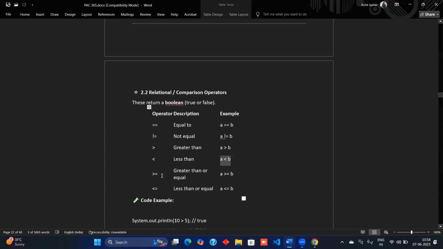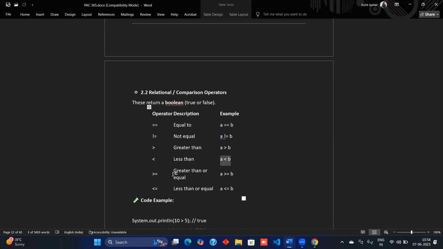Now greater than or equal to. There can be a is greater than b or a is less than b. Now another term can be that a is greater than or equal to b. If a is greater than or equal to b, it means that, suppose, 9 is greater than 9? No.